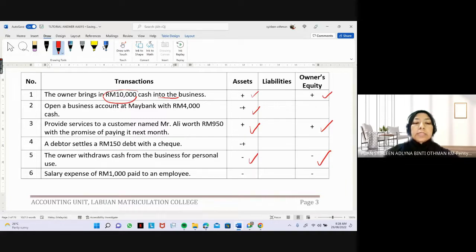Okay, so salary expense, bayar gaji kepada pekerja. Okay, so minus dekat cash, and this is expenses. So kita akan minus the owner's equity as well.